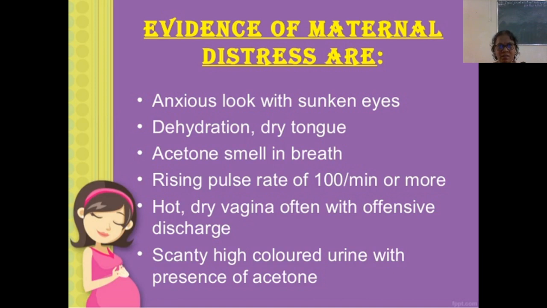Then if there is any evidence of maternal distress like anxious look with sunken eyes, dehydration, dry tongue, strong smell in breath, rising pulse rate of more than 100 per minute, and the vagina hot and dry, often with offensive discharge, and scanty high colored urine with presence of acetone. If any of these signs and symptoms are there, then it indicates there is maternal distress. So immediately interventions have to be instituted.